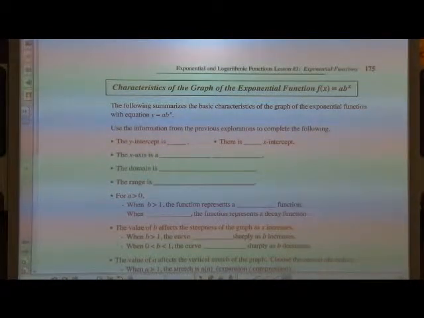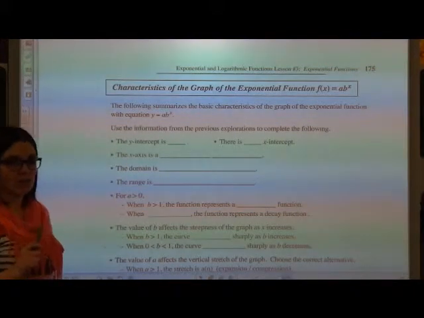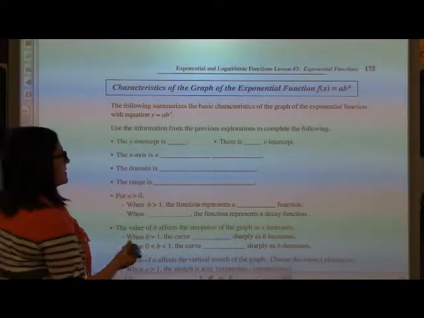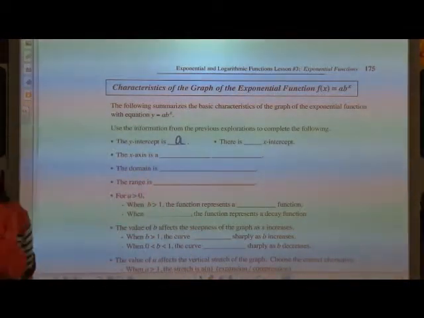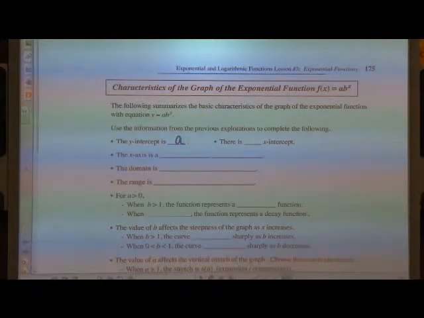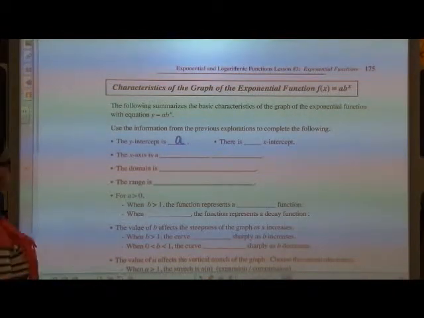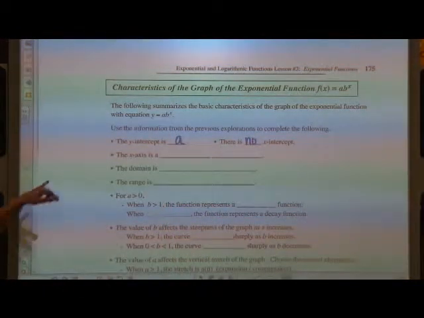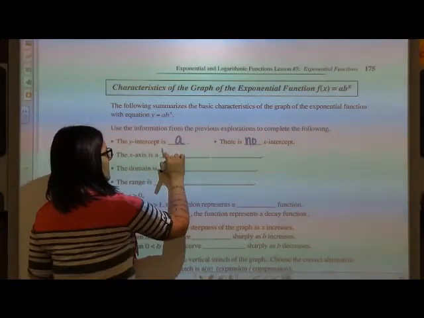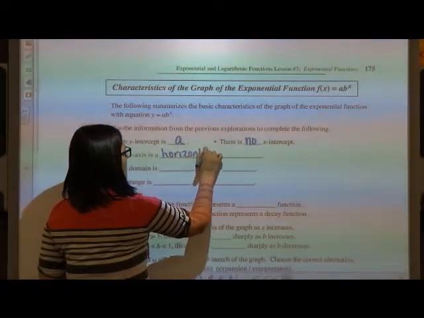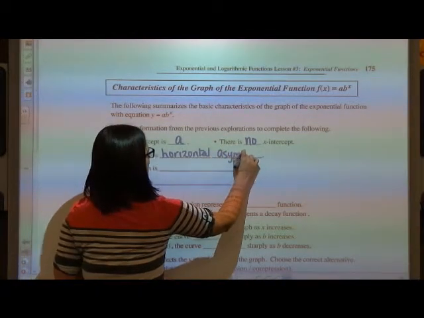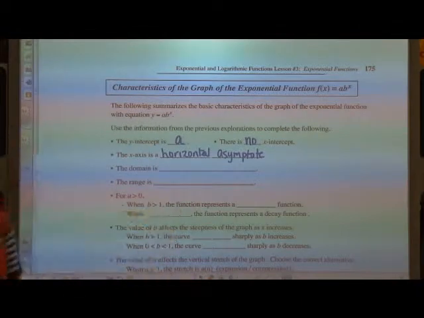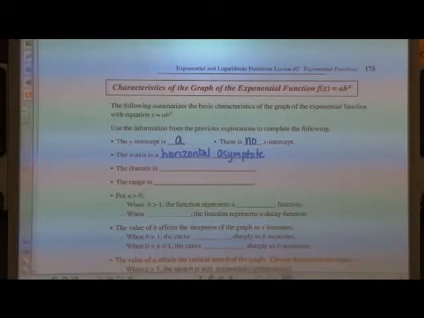So if we look at the exponential function y equals ab to the power of x, the y-intercept, where does this graph cross the y-axis? At the value of a. So if there is no a value, it'll cross the y-axis at 1. There is no x-intercept because the x-axis is a horizontal asymptote. If you think you can fill this out, pause, fill out the blanks, and then check to see if you've done this correctly.